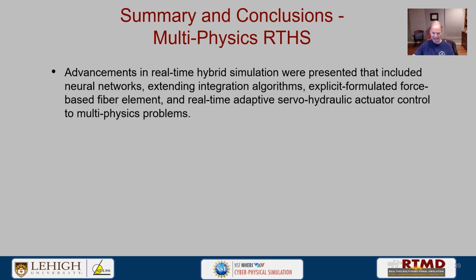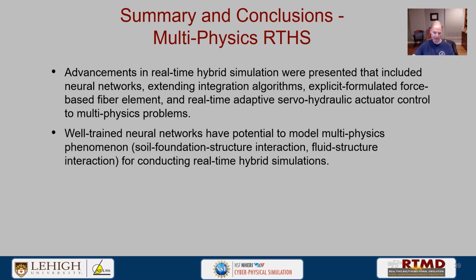And if you haven't figured it out by now, what is multi-physics? It's the different elements of nature. We have soil, water, air. You talk about temperature. We have solids, which is the structure. Those are elements of nature. Those are the multi-physics. So a well-trained neural network model has potential to model this multi-physics phenomena for conducting these simulations in real time.